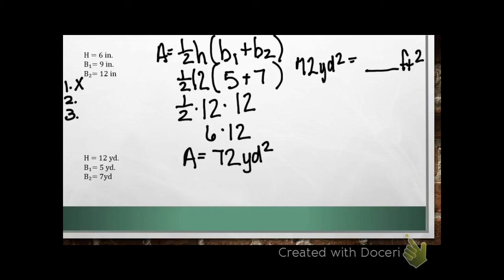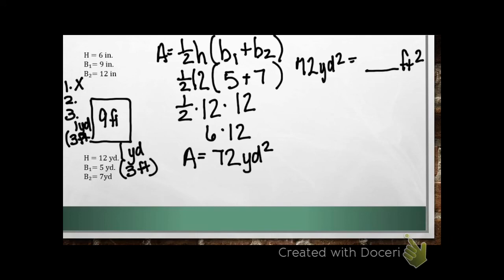Now, I'm going to do the same thing I did before for my conversion factor, but this time I'm going to use 1 yard by 1 yard. If I convert a yard to feet, there's 3 feet in a yard. 3 times 3 is 9 feet squared. So that's going to be my conversion factor. So now I know I'm multiplying by 9 feet squared.